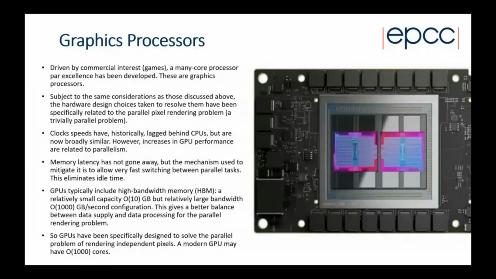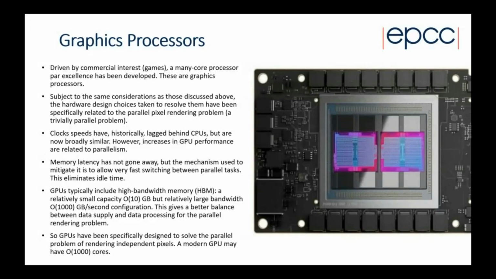The memory latency has not gone away, but the mechanism they use to mitigate this is that they allow very fast switching between parallel tasks. They do not try to minimize latency, they try to hide it. They try to fill in the idle times, and they're very effective at doing this.